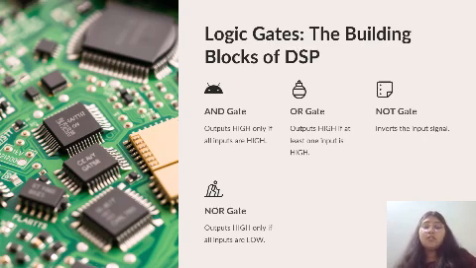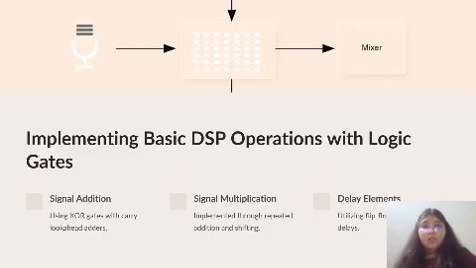Delay elements: using flip-flops, which are circuits made from logic gates, we can create delay in the signal. This is useful for effects like echo or reverb, where sound needs to be repeated after a short delay.